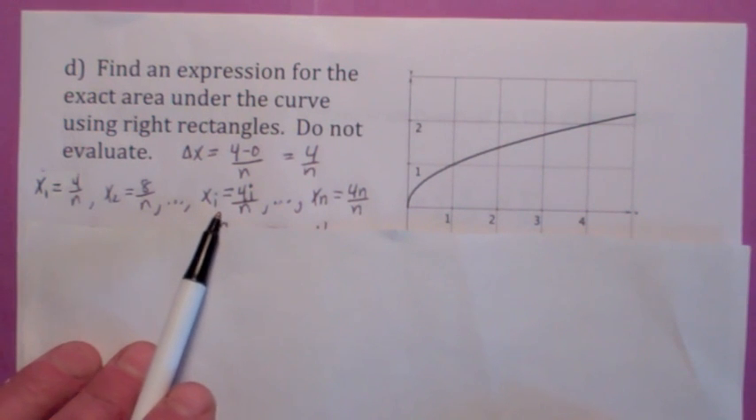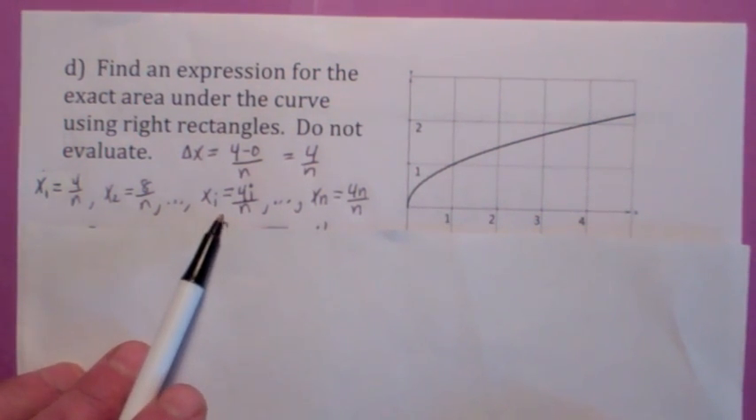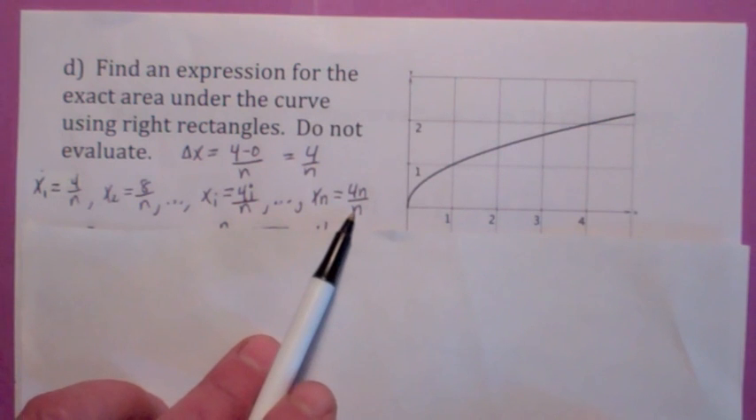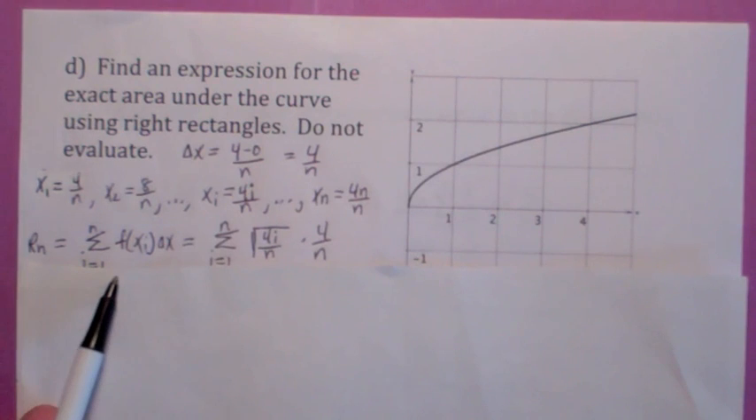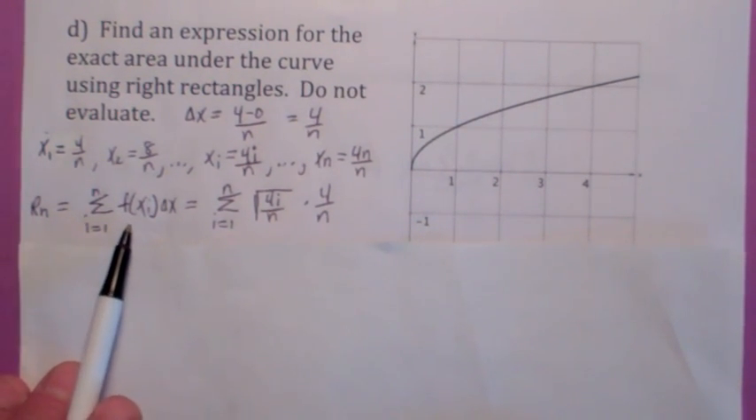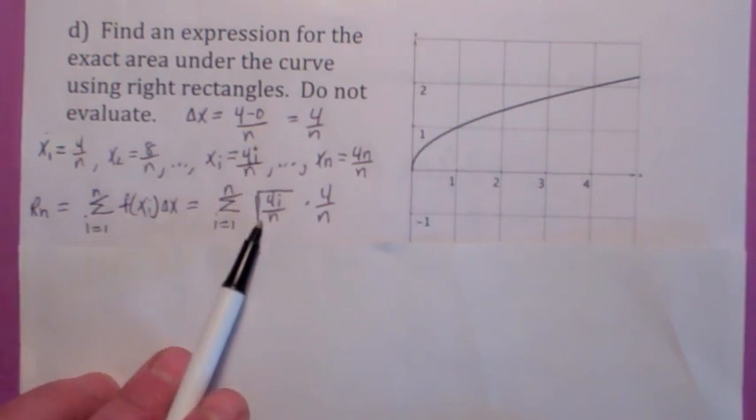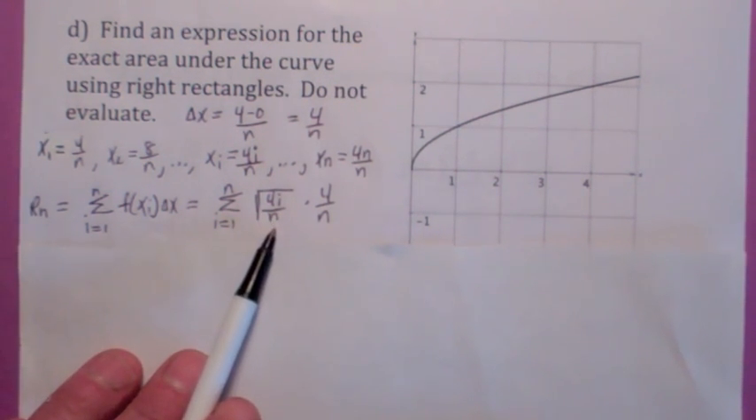If you keep on going, what you end up with for the typical ith interval is 4i over n. That'll give you the right endpoint of the ith interval. And then the right endpoint of the last interval would be 4, wouldn't it? That's really important because when you compute R sub n, you have to compute f of x sub i. So what is f of x sub i? Isn't it the square root of 4i over n, times delta x, which is 4 over n? This is an expression for R sub n.